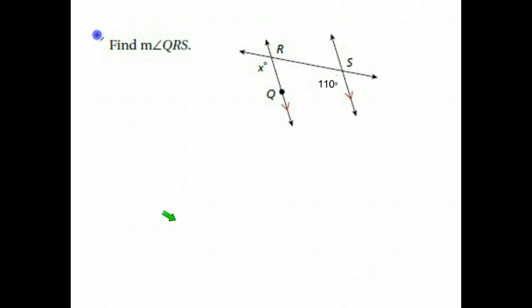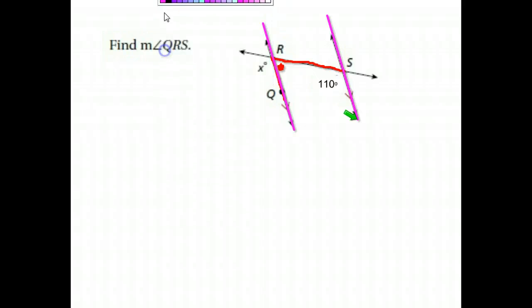So answer this question then. Find the measure of angle QRS. I'll do this carefully. This would be angle QRS right here. But we can still work this out. Let's first find the measure of x. How many degrees is x going to be? Again, notice we have a set of parallel lines, and with those parallel lines, we have a transversal coming through it.